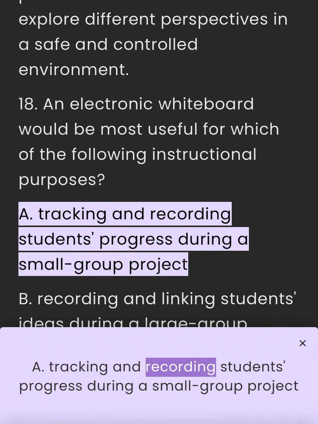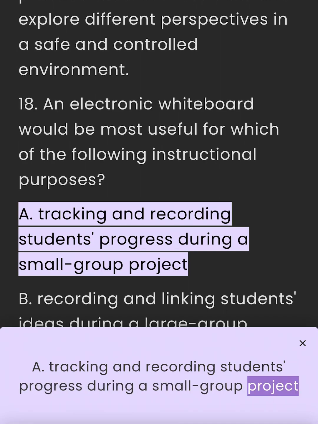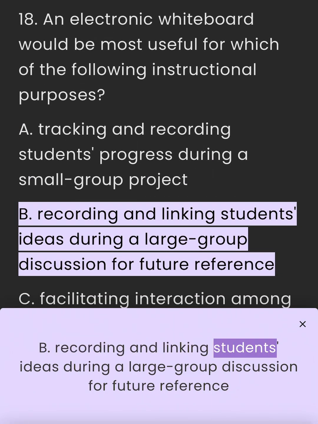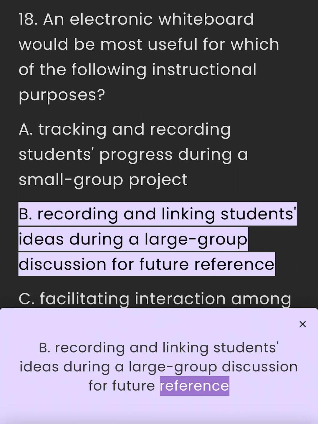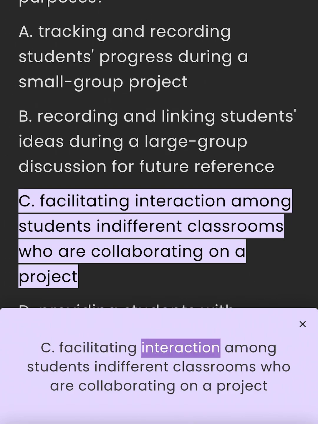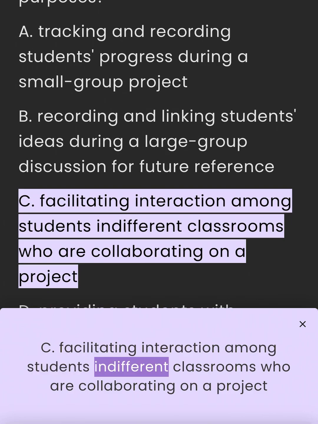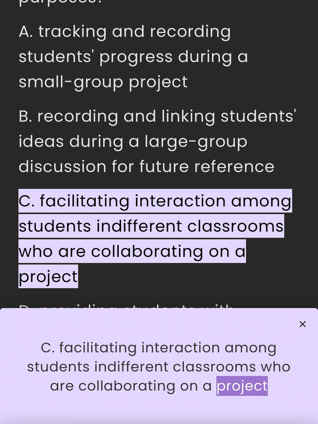A. Tracking and recording students' progress during a small group project. B. Recording and linking students' ideas during a large group discussion for future reference. C. Facilitating interaction among students in different classrooms who are collaborating on a project.